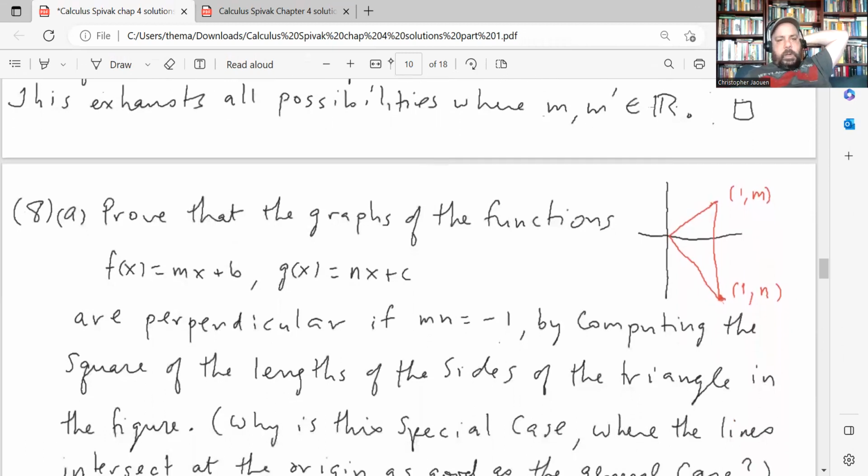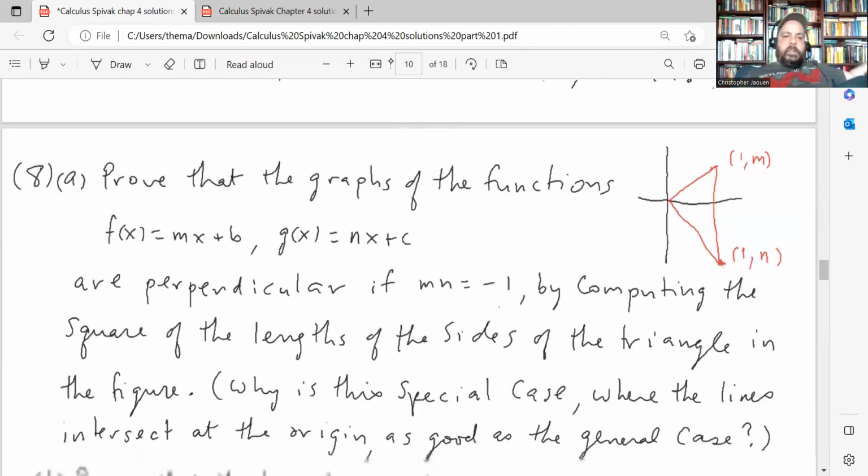All right, next problem, part A. Prove that the graphs of the functions f of x equals mx plus b, g of x equals nx plus c, are perpendicular if m times n is -1 by computing the squares of the lengths of the sides of the triangle in the figure. Just so you can see, I labeled the lengths of the sides of this triangle using different notation in the proof. So let me write down what they are here. I called this L1, I called this L2, and the big length here I called L3.